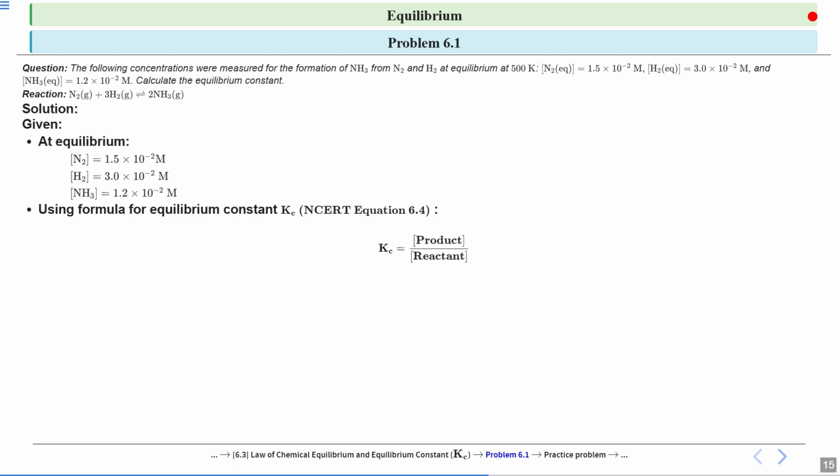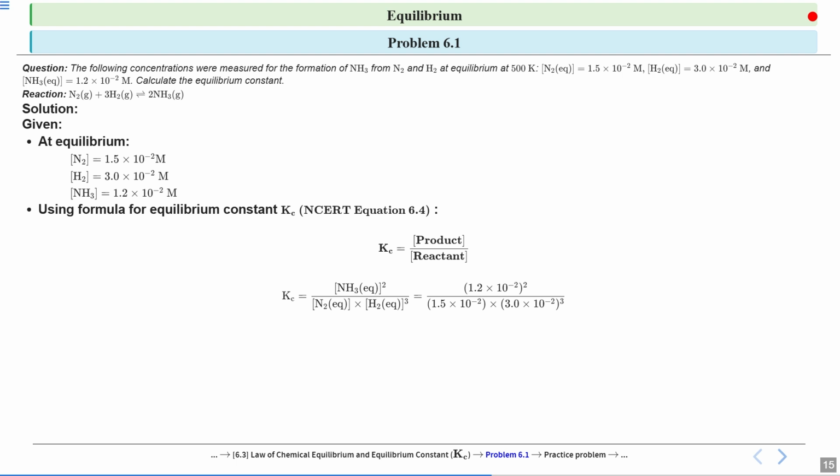Now, if you want to calculate the equilibrium constant Kc in terms of concentration, then you need to put the product concentration in the numerator and the reactants concentration in the denominator. Further, if you put this according to the equation, then you will get the concentration of ammonia squared divided by the concentration of nitrogen at equilibrium multiplied by the concentration of hydrogen at equilibrium cubed. Got it? Why is the hydrogen concentration being cubed here? Because H2 has a coefficient of 3 in the balanced chemical equation. You can see it in the question as well.